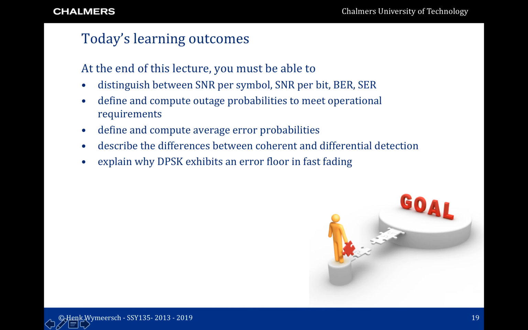So we're ready to wrap up. In this lecture, we've seen different notions of symbol error rate and signal-to-noise ratio. We saw outage probability and average error probability, and we also discussed the differences between coherent and differential detection.